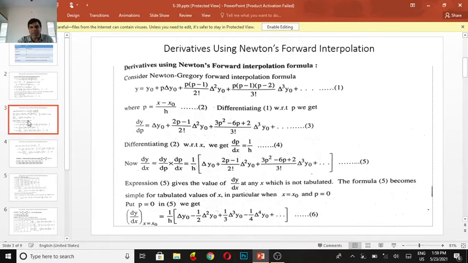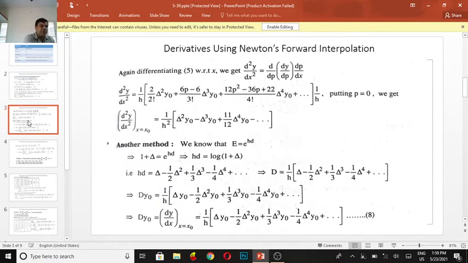Now if you want to find the second derivative, d²y/dx², you take d². Again I'm using the chain rule formula: d/dp of dy/dp, into dp/dx. To find the second derivative, you use the same chain formula. We already know dp/dx is 1/h, and we already know the term dy/dp.